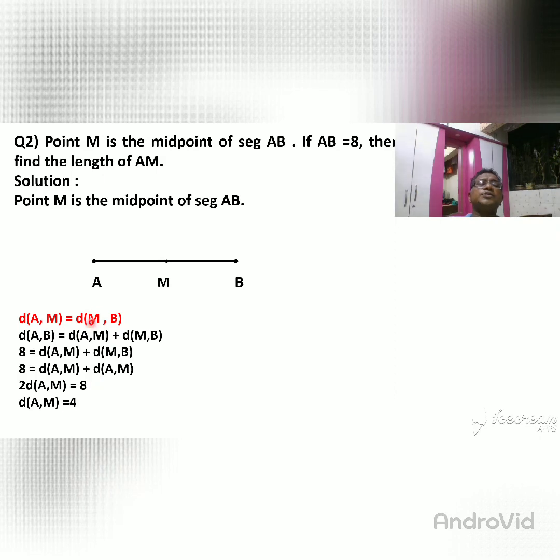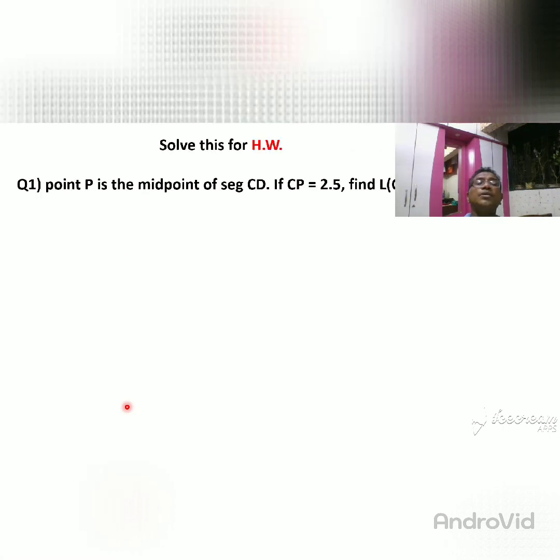Another method I will explain to you. The distance A comma M is equal to the distance M comma B, which means the distance A comma M is equal to the distance M comma B is equal to half, 1 upon 2, half the length of AB. The length of AB is given. So half into AB, 8. 2 divide 8, 2 fours are 8. So AM is equal to 4. In such a way also you can find the length. So we saw the two problems in practice set 1.2.